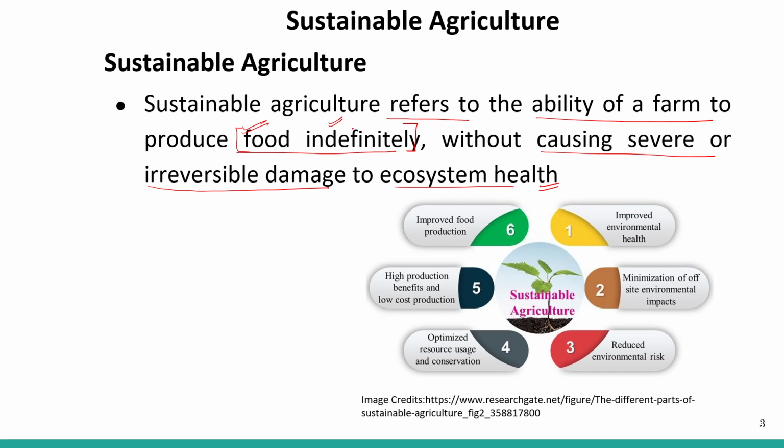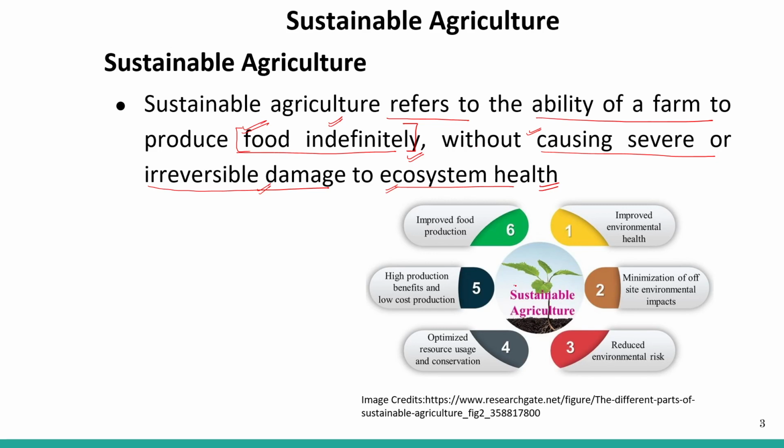Okay, so the first thing is that we are not going to change the ecosystem. We are not going to damage it, and that damage should not be irreversible. Severe damage to the ecosystem health should be our prime priority. So sustainable agriculture refers to the ability of a farm to produce food indefinitely without causing severe or irreversible damage to the ecosystem health.